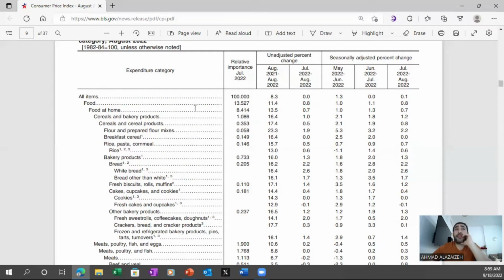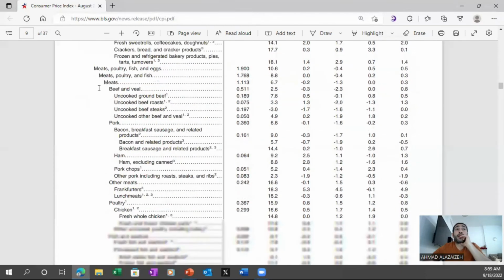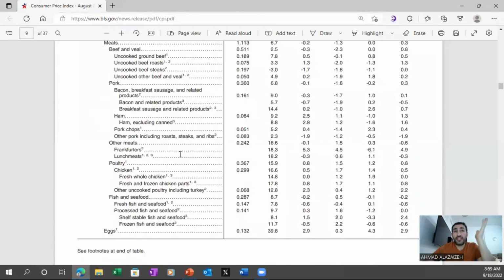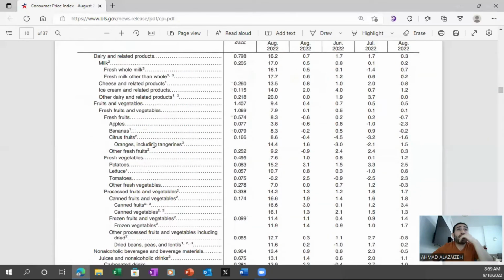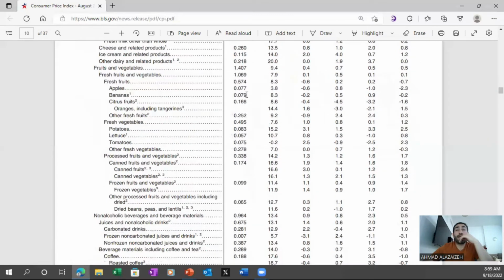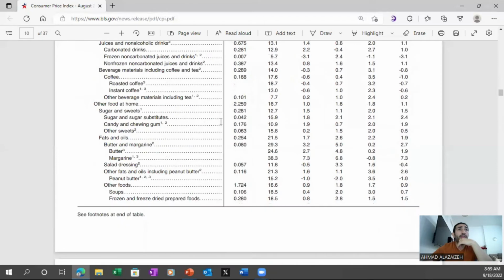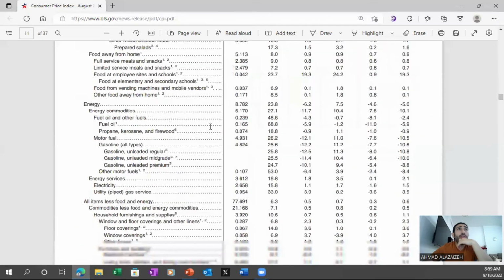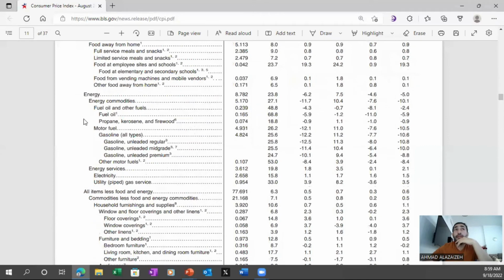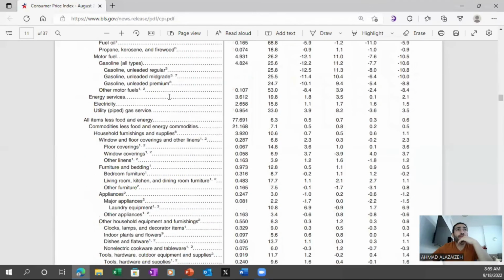So the basket has food prices, meat prices, which are included in the food. They also have fruit prices. They also have food away from home. They have energy prices.